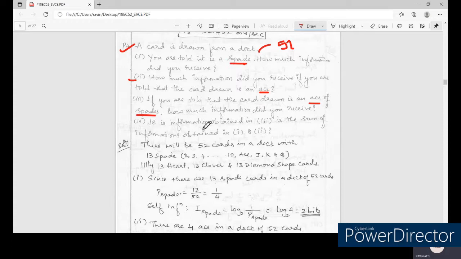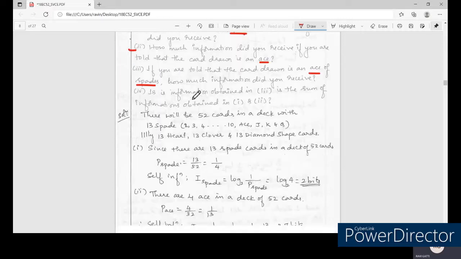And finally, they are asking whether the information obtained in the third case is the sum of the information obtained in the first and second cases. So you need to figure out whether the self information is the sum of the information of case 1 and 2.